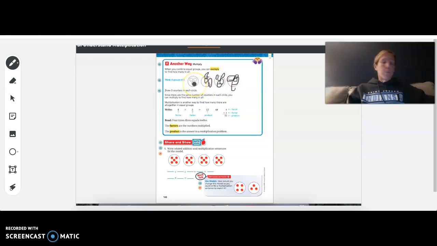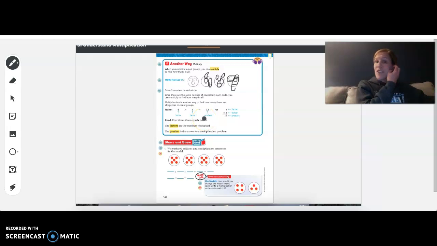But if we take a look, since they're the same number of counters or apples in each circle, you can multiply to find out how many in all. Multiplication is another way to find out how many there are altogether when you have equal groups. So we have 4 is one factor, times 3 is the other factor, is equal to 12. We have 4 sets of 3, so 4 times 3 is equal to 12. 3 plus 3 is 6, plus 3 is 9, plus 3 is 12. I have 4 sets of 3, so it'd be 4 times 3.